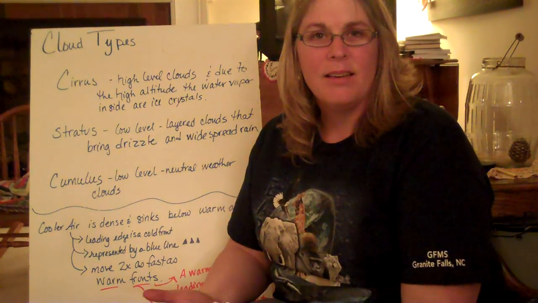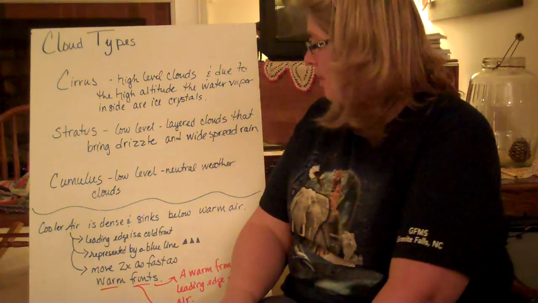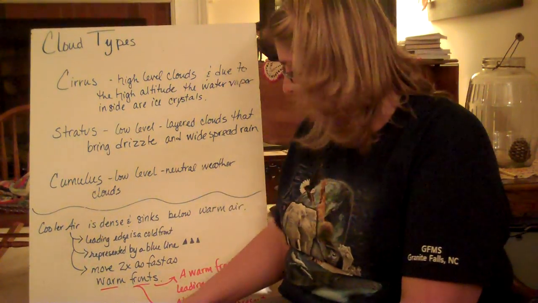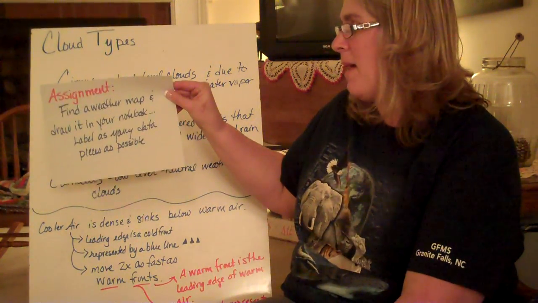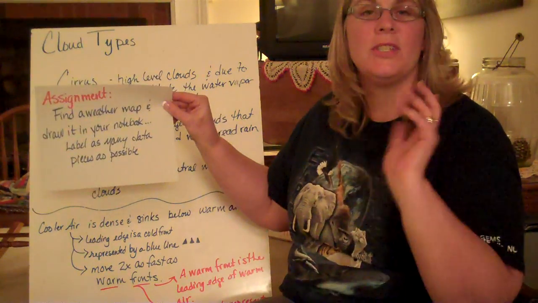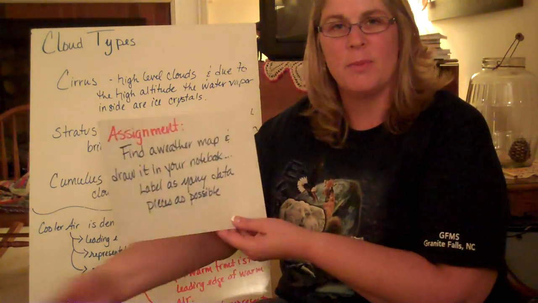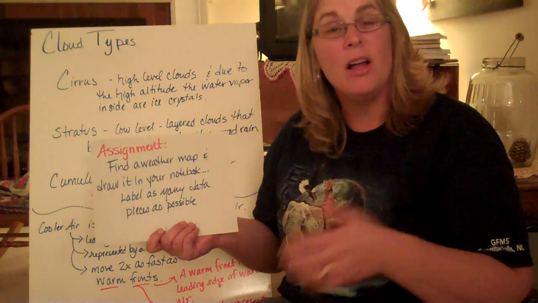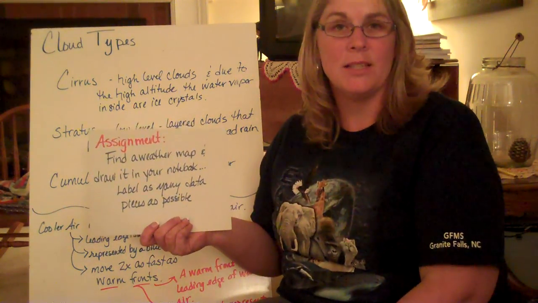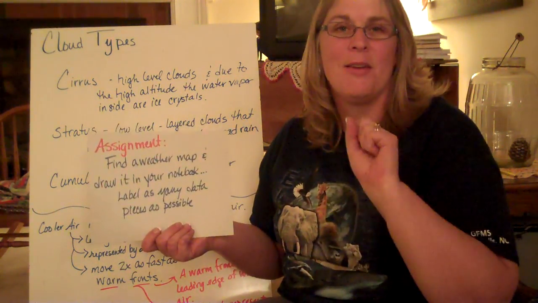All of that is wonderful information to have, but I'm giving you an assignment. Here it is. You need to find a weather map and draw it in your notebook. I want you to label as many things as possible that I've told you what they are. Try to do them in color and try to be as detailed as possible. Got it? Great.